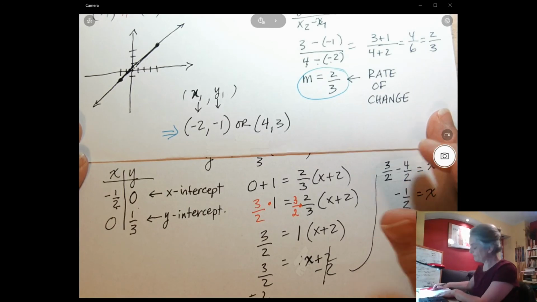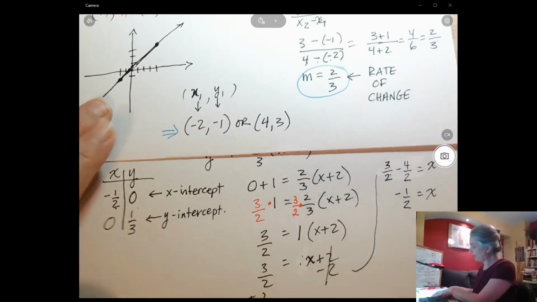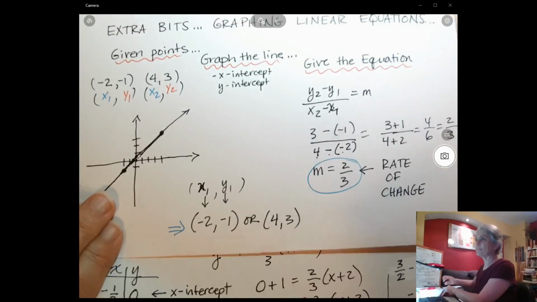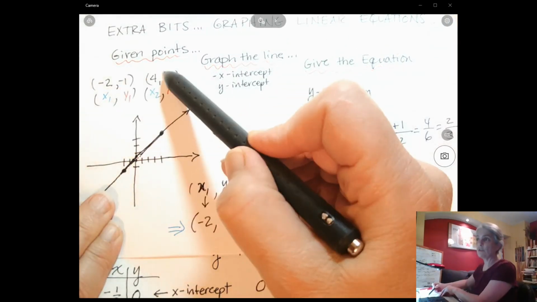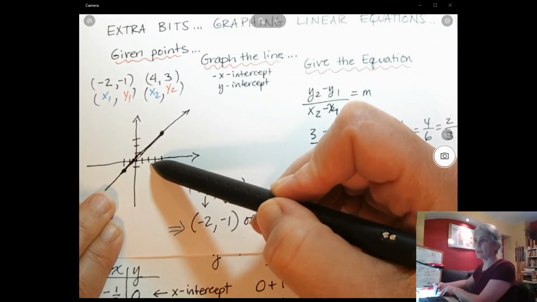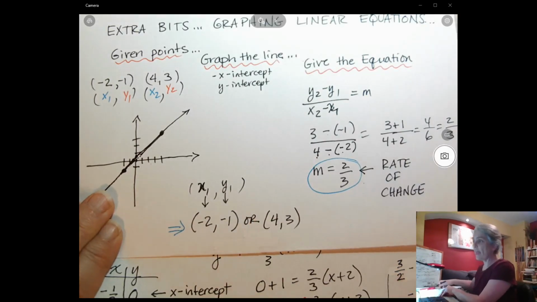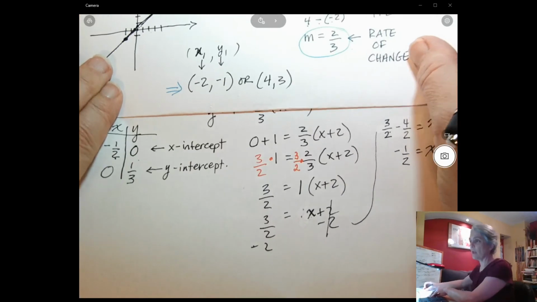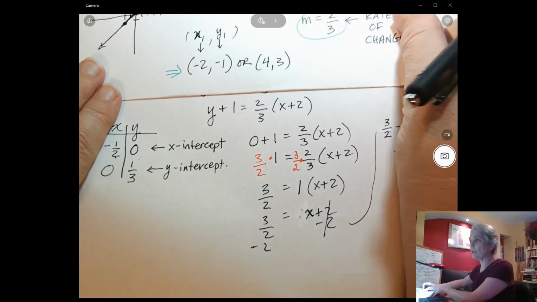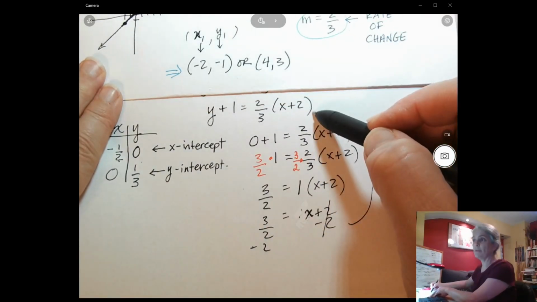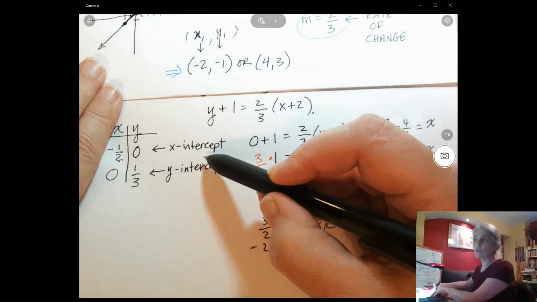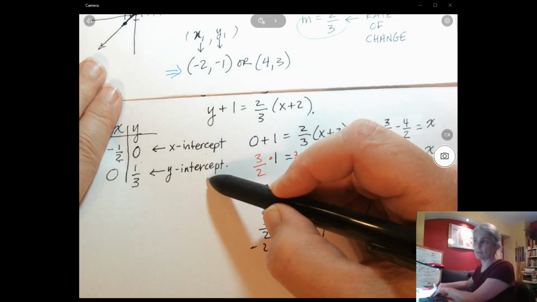So again, the key concepts here are when you're given a point, when you're given 2 points, you can draw a line. You can find the slope or the rate of change. Then you need to find the equation for the line, and you can go ahead and use the point slope equation for the line. But you must also find the x and y intercepts.